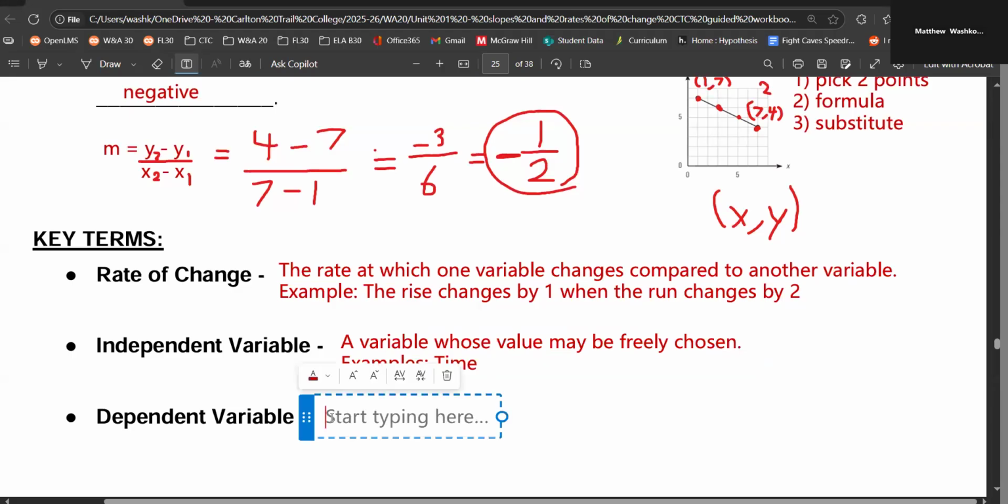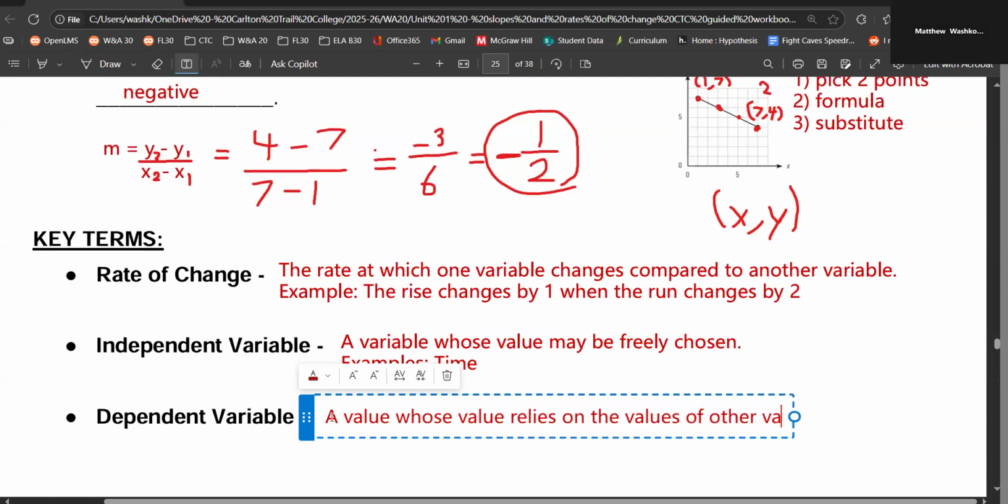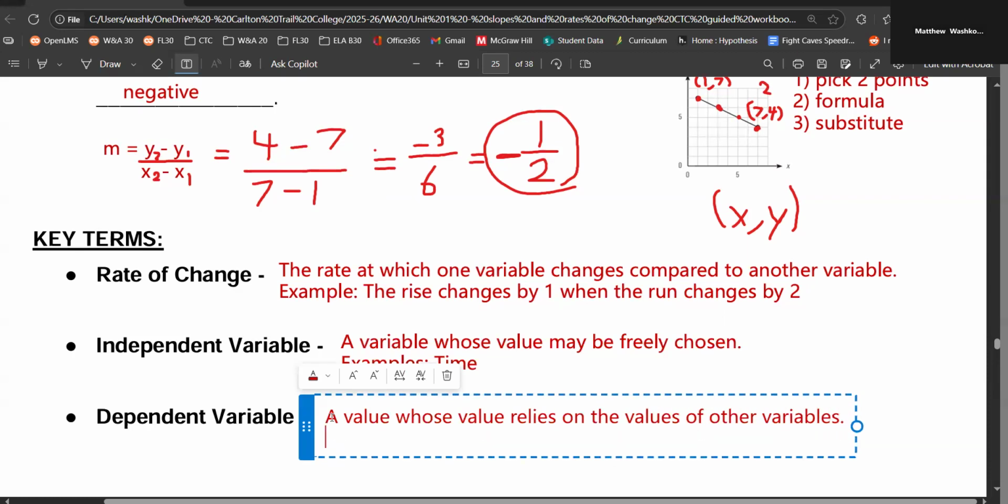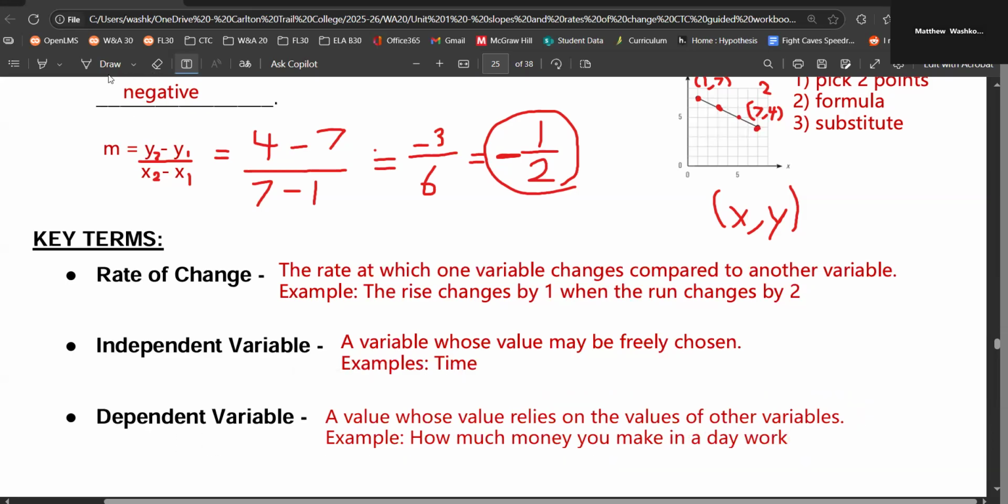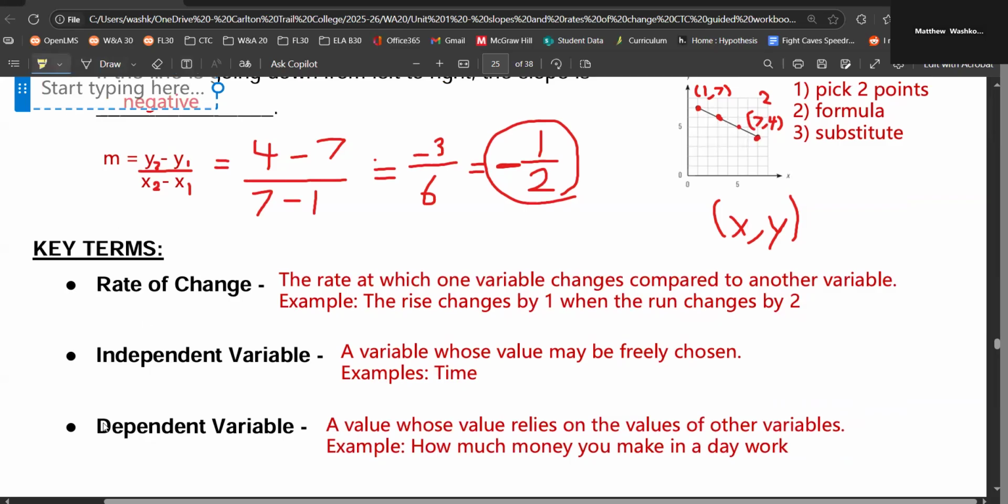The other one you might see is a dependent variable, which is a variable whose value relies on the values of other variables. What the heck is that? What does that mean? Let's give it an example. So for example, how much money you make in a day of work. This is dependent. Look at the keyword. This is dependent on a couple things.